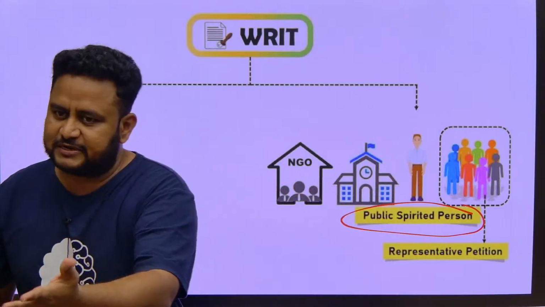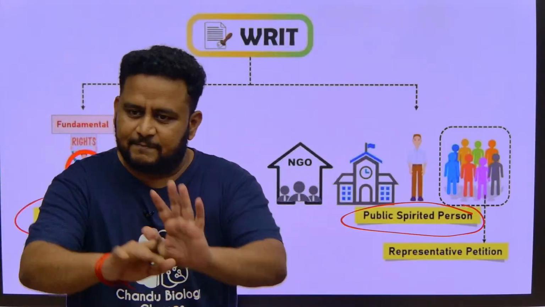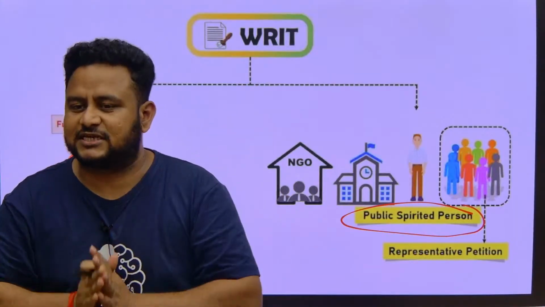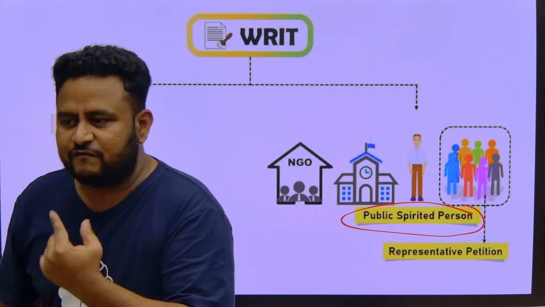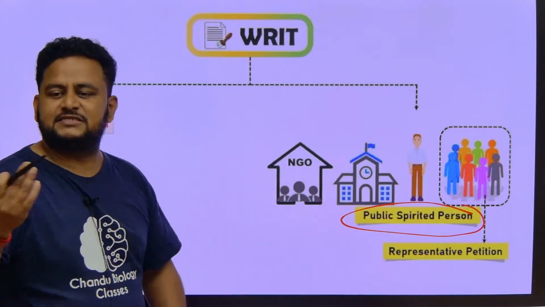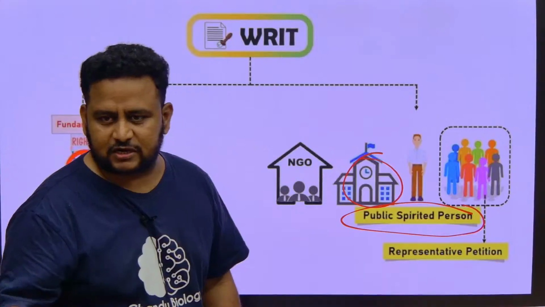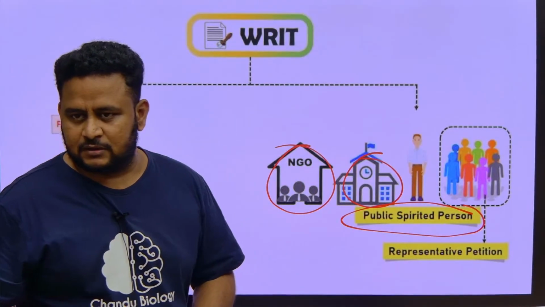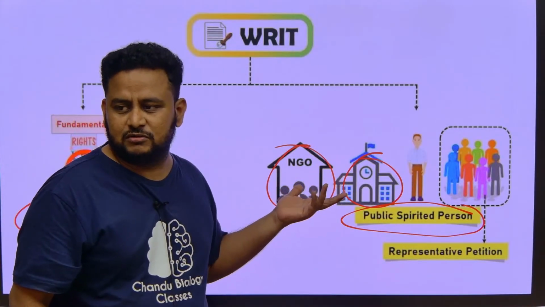You may ask for one person, or for so many persons. Suppose I ask all these ma'ams to stay out of the class; on behalf of them you are asking, and you are called a public spirited person. You may ask in favor of one person or many persons, it does not matter for us. You may be a single person, or some other organization, or an NGO. NGO means non-governmental organization. It need not be a government organization only; a non-governmental organization can also ask. Clear?